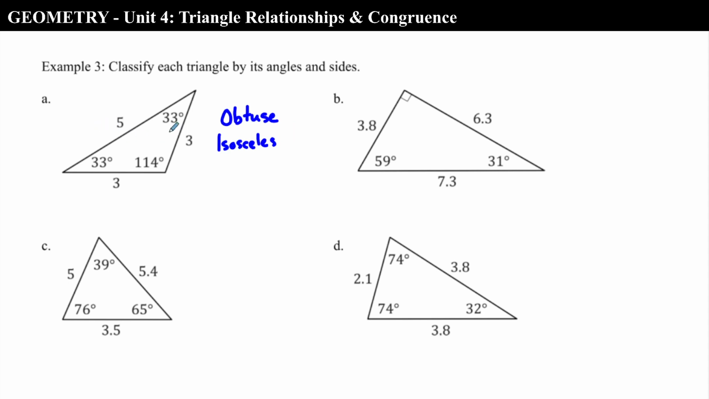So this triangle is obtuse isosceles. For B, we have a right angle in here, so it is a right triangle. But all three sides are different, so it is right scalene. For C, we have all three angles acute, so it's an acute triangle, and all three sides are different, so it is acute scalene.